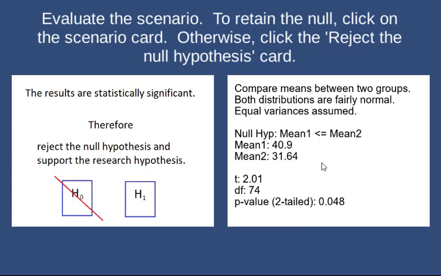So that means it's worthwhile to take a look now at the t-test statistic. The mean for group 1 was a 40.9, mean for group 2 is a 31.64. That's a difference, but is it statistically significant? T-test of 2.01 is looking good there. The degrees of freedom is 74, and our p-value for a two-tail test is a 0.048. Divide that in half, we get 0.024, and that's less than or equal to our alpha level of 0.05.